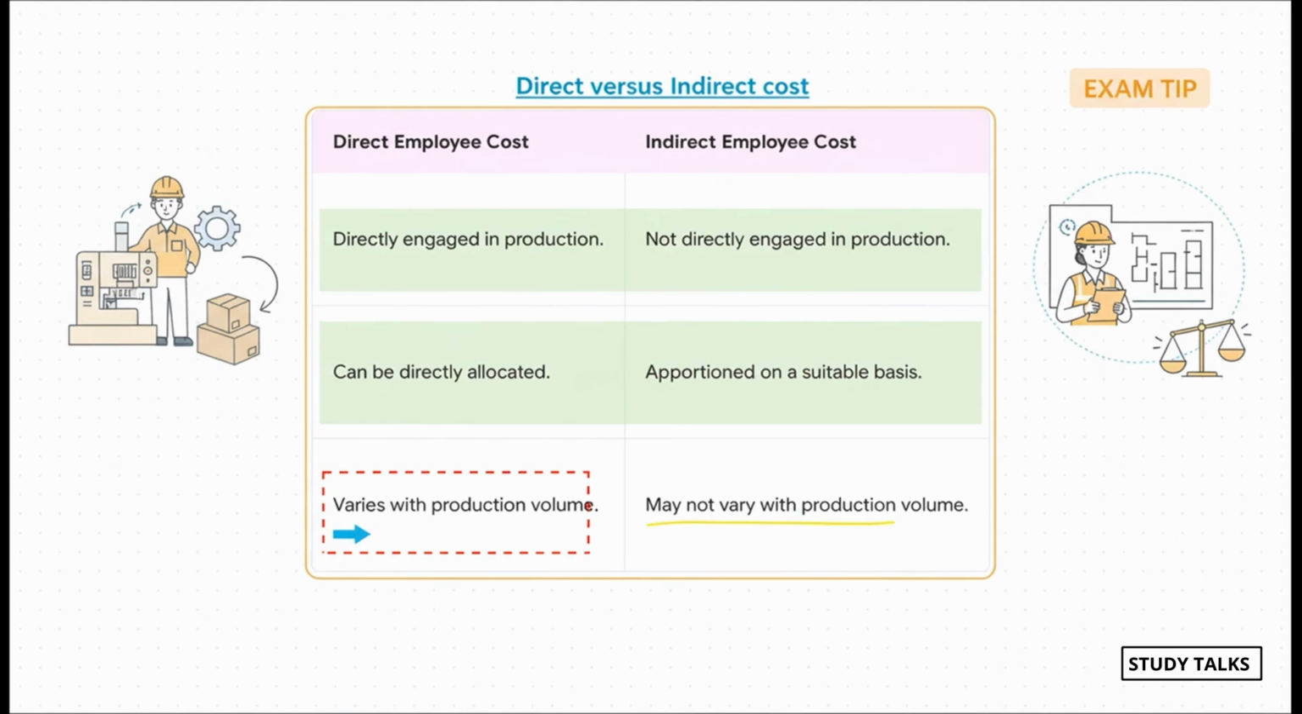Next up, a super fundamental concept, direct versus indirect. Think about it like this. A direct employee is the person literally on the assembly line building the car. You can trace their wages directly to that car. An indirect employee is their supervisor. The supervisor's salary helps make all the cars, so you have to spread or apportion their cost over all the units. Getting this distinction right is the backbone of a proper cost sheet.